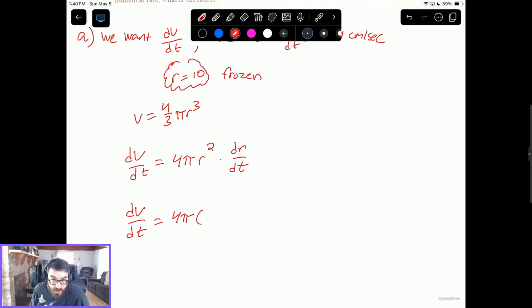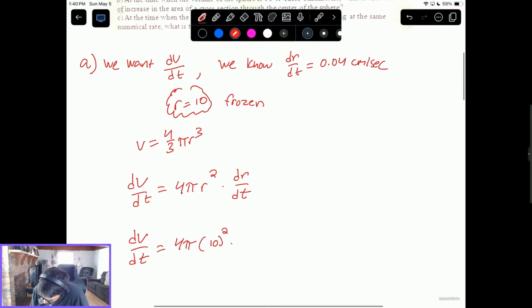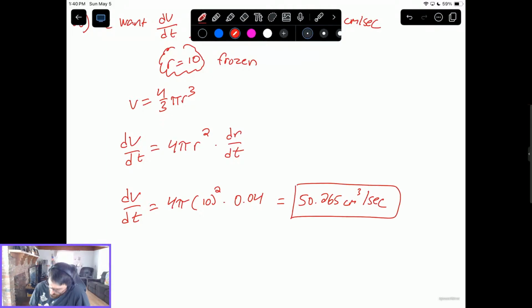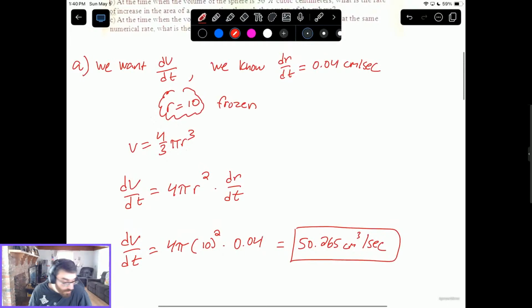Okay. r is 10, that was frozen information, and then dr/dt is up here at 0.04. And then if you solve this all out, according to the answer key, you get 50.265 centimeters cubed per second. Okay? 50.265 centimeters cubed per second. So Andrew, that's just a typical related rate problem. I hope that you find it easy.